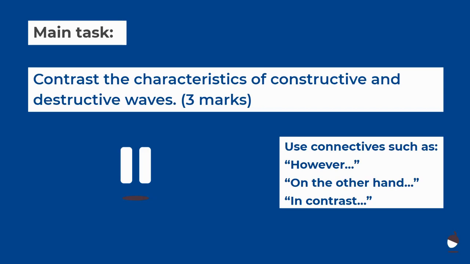In your writing, and make sure you highlight these so you can see them and check you've done it correctly, we're using connectives that show contrast. You could use however, on the other hand, and in contrast. So pause the video, join me again when you're done. Best of luck, you can do this.